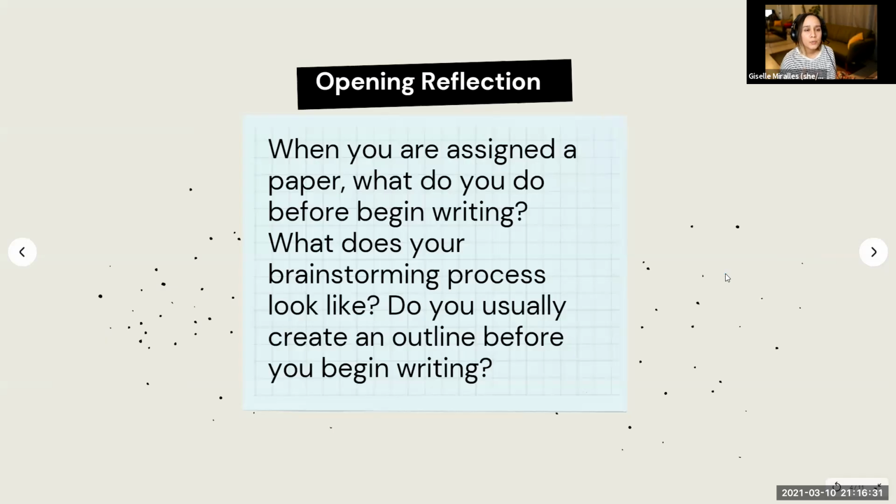So, to begin, I do want to start with an opening reflection. This reflection is just to get you thinking about the practices you already do, and it will also give you the ability to draw from your previous knowledge as we go through this workshop. The questions here are: when you are assigned a paper, what do you do before you begin writing? What does your brainstorming process look like? And do you usually create an outline before you begin writing? So go ahead and think about those questions, answer them on your worksheet. They are question number 1. And once you are done, you can resume the video.